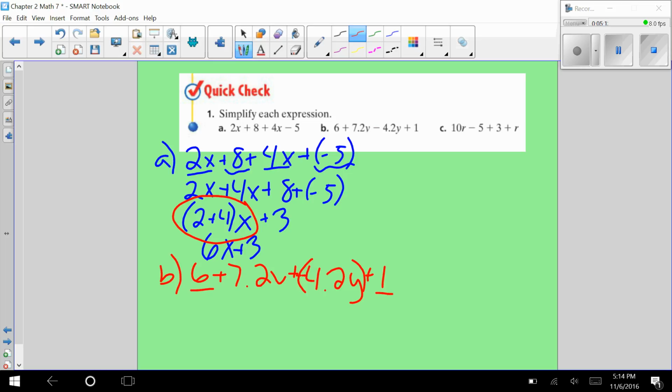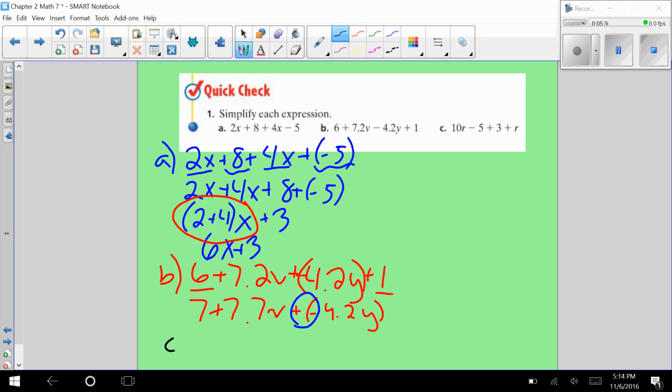We can rewrite it with those two next to each other, or we can just say, I know that 6 plus 1 is 7, plus 7.2v plus negative 4.2y. Since nothing else combines, this is finished. We could also rewrite our plus negative as a minus, and we could write this in any order.